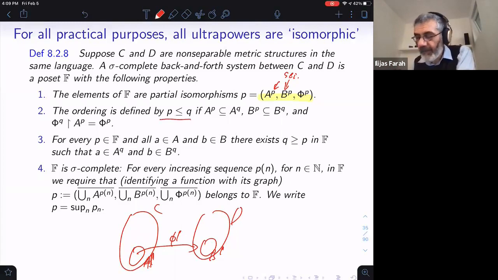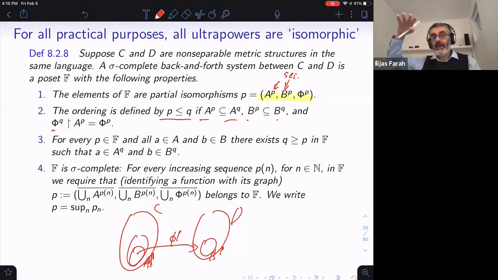The ordering is defined in the most natural way. Q has more information than P, Q is bigger than P, if A_P is a subset of A_Q, B_P is a subset of B_Q, and phi_Q extends phi_P. So Q is a slightly bigger attempt at constructing an isomorphism. If you are familiar with forcing, you may be annoyed by me going this way. But let's say I'm using the Jerusalem convention and so that's more natural here.